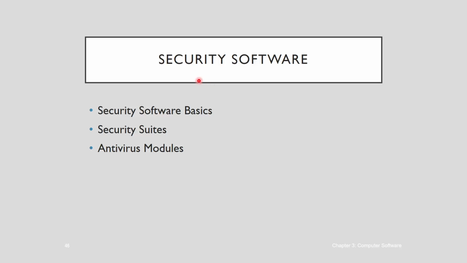Now we will discuss the security software. Today, a virus is just one of many categories of malicious software or malware that can harm computer systems, networks, and even handheld devices. So, this section explains how you can use security software to combat malicious software that threatens your computer.